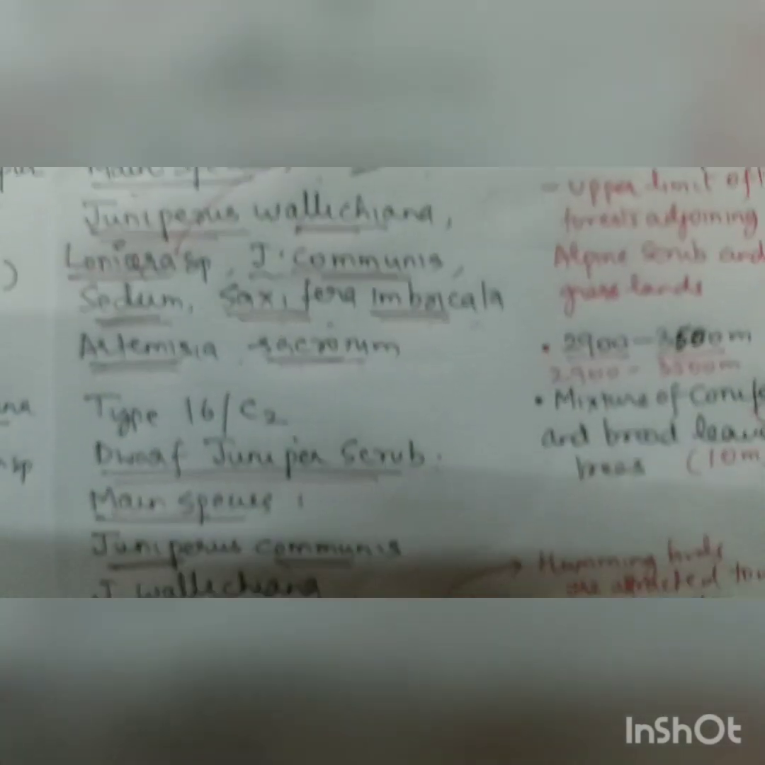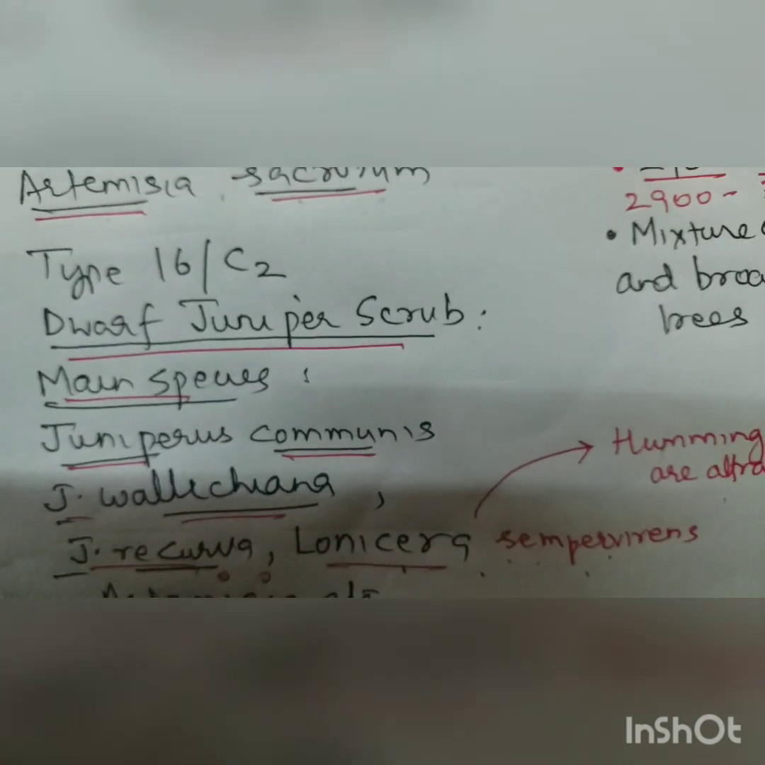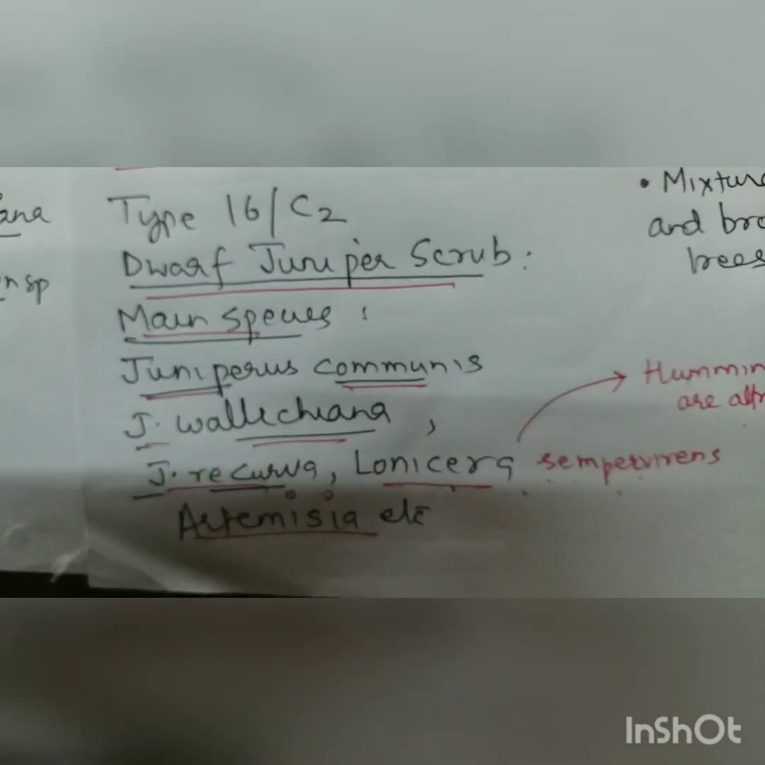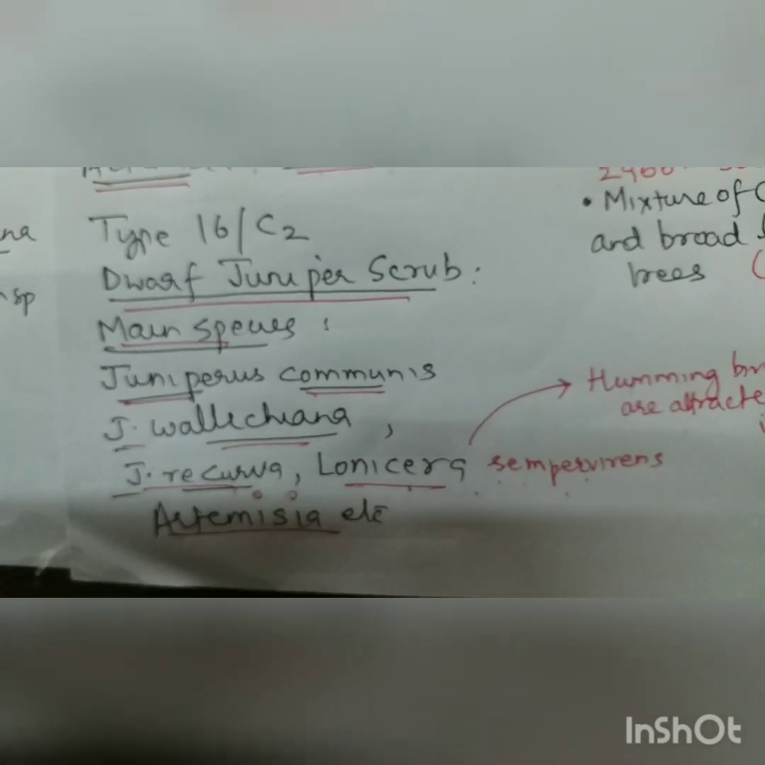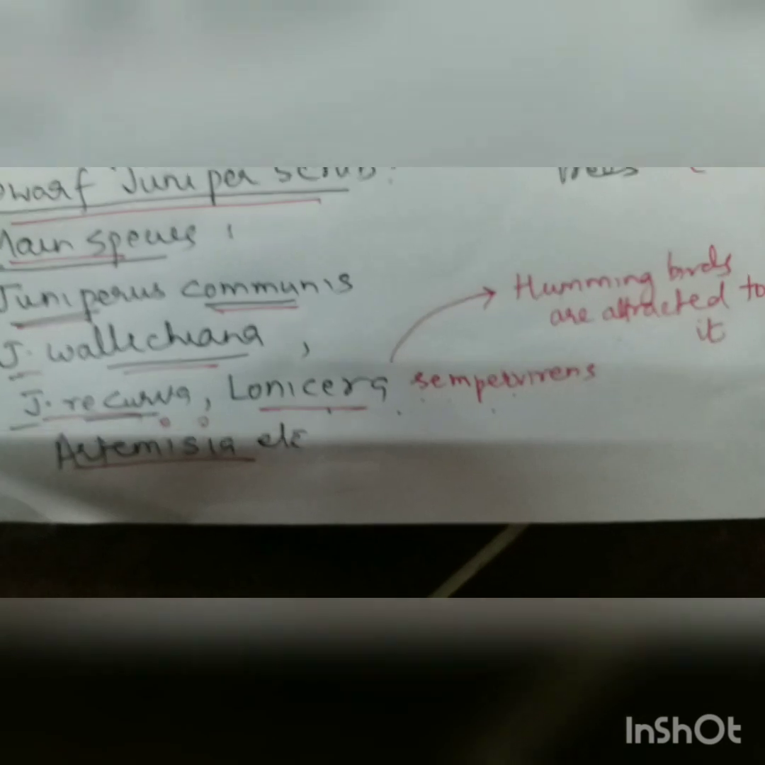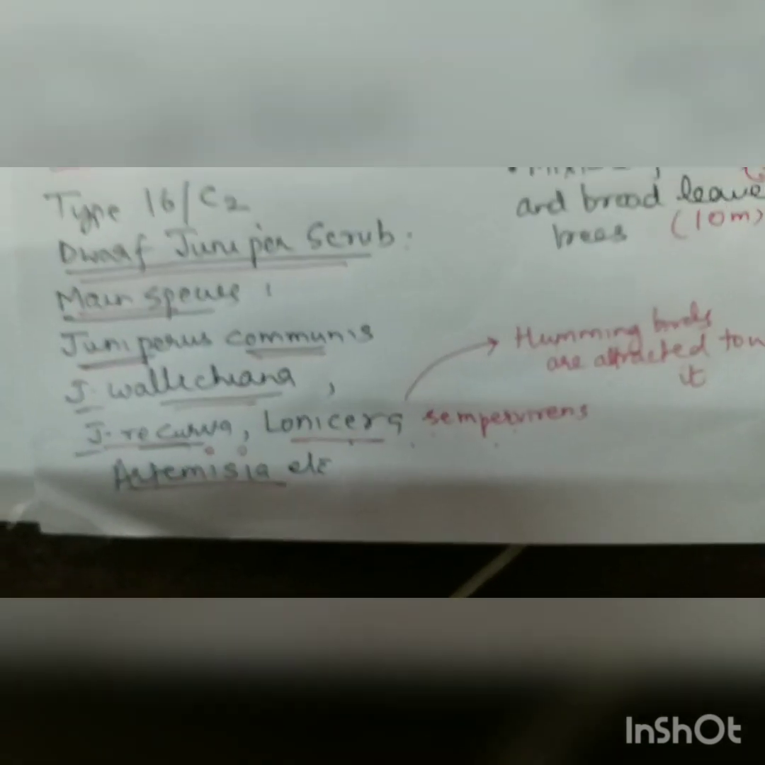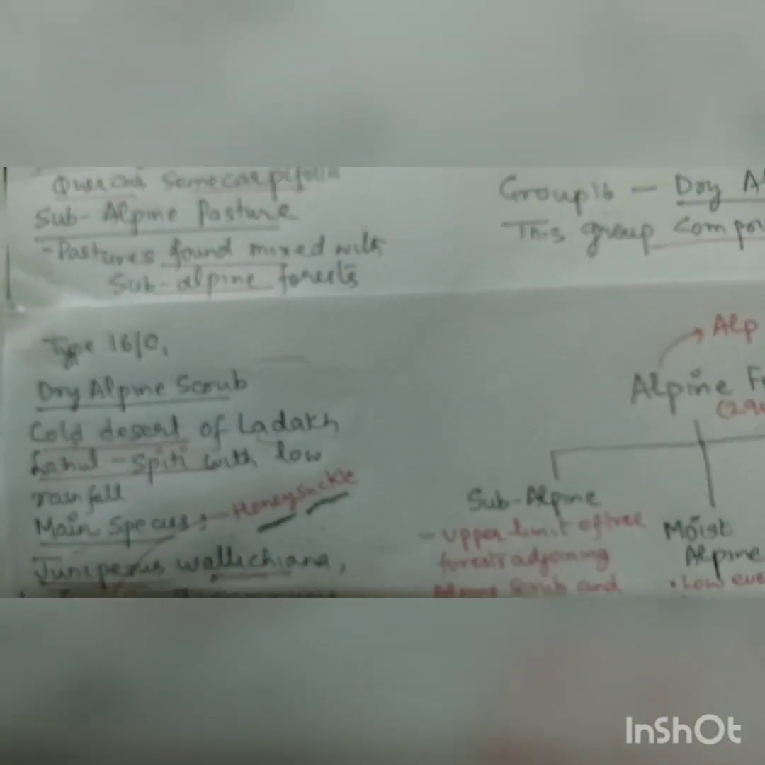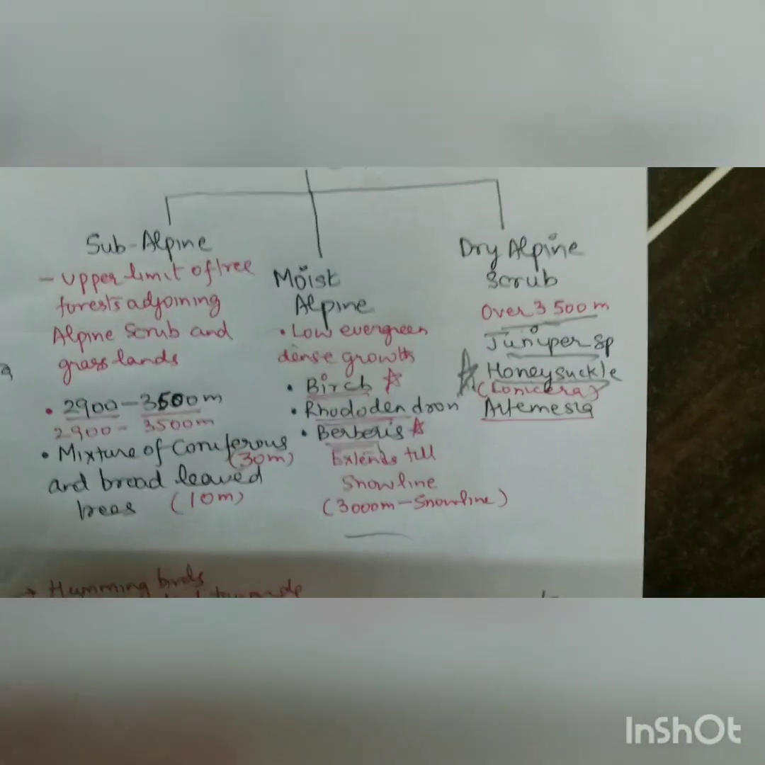So besides this, we are coming to this type 16C2, that is dwarf Juniperus scrub. The main species are Juniperus communis, Juniperus wallichiana, Juniperus recurva, Lonicera, I already told you, sempervirens, where the hummingbirds are attracted towards it, and then Artemisia. Artemisia basically is a very important species. I already explained Artemisia earlier also, and Artemisia is prominently distributed in these alpine vegetations, right?